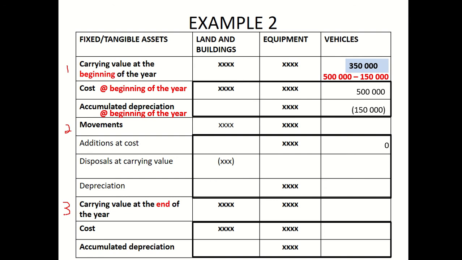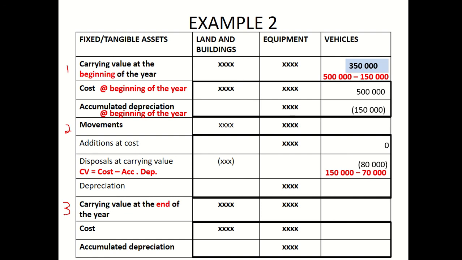What was the cost price of the asset sold? Yes, it is 150,000 rand. What is the accumulated depreciation of the asset sold? Yes, it is 70,000 rand. I hope you remember how we got it. I've explained it so many times. That is why we have disposals at carrying value of 80,000 rand. That is because we took 150,000 minus 70,000.